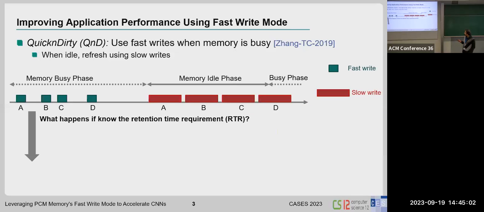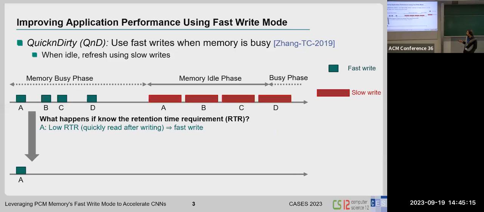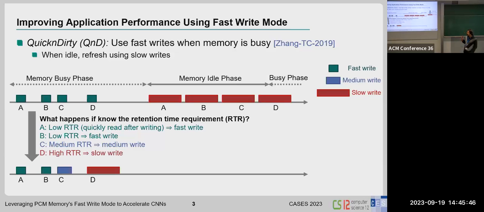So we tried to see: if we are aware of the retention time requirement, can we do something better? For example, let's say this is variable A, and we know that it is quickly read after writing. So the retention time requirement for it is not too much, and we can use fast writes here. Let's say we are given similar information for variable B. For variable C, we know that it has a medium retention time requirement, so we can use a medium write. And let's say variable D is read a very long time after writing, so it has a higher retention time requirement, and we use the slow write there. So if we are aware of the retention time, we can avoid all the rewriting and refresh overheads.